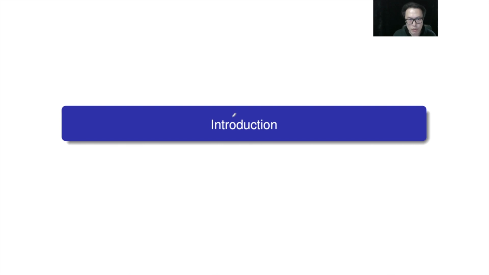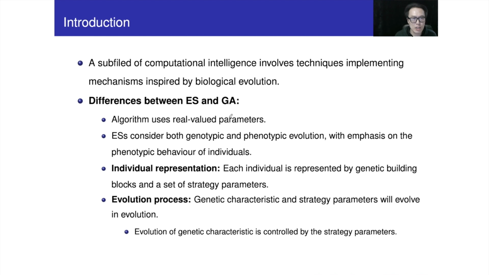I'm going to give an introduction about the evolution strategy. In the first lecture, I mentioned that it is a kind of nature-inspired method. So we can consider that it is a kind of computational intelligence learning algorithm. Now, the difference between the genetic algorithm we learned before and the evolution strategy.